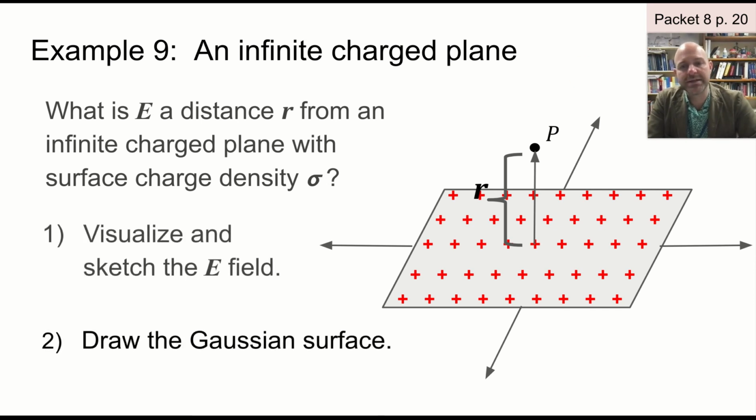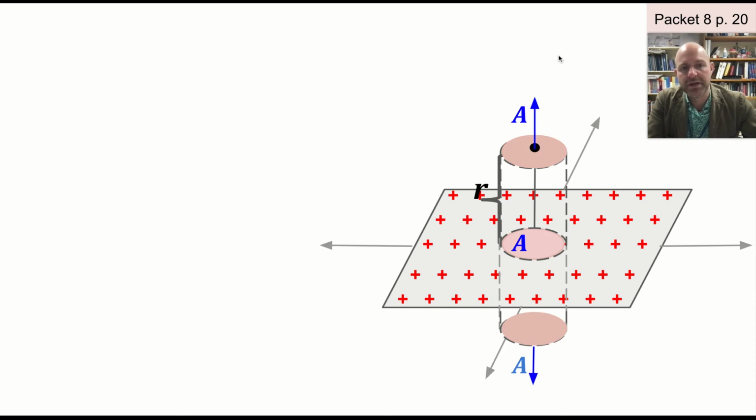So we start by visualizing, and then we're going to draw the Gaussian surface. So here's my Gaussian surface. I've done a cylinder because a cylinder is a simple shape. It only has 3 sides. I could also do a cube or a rectangular solid, but then I'd have to make the argument multiple times. And so this is easier.